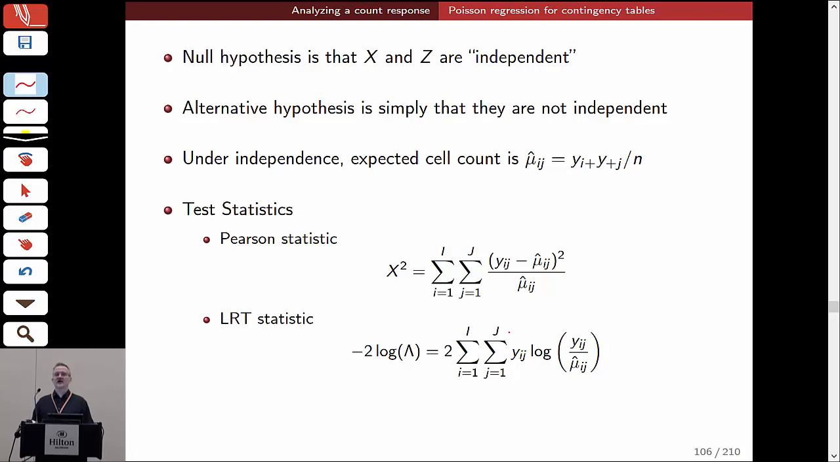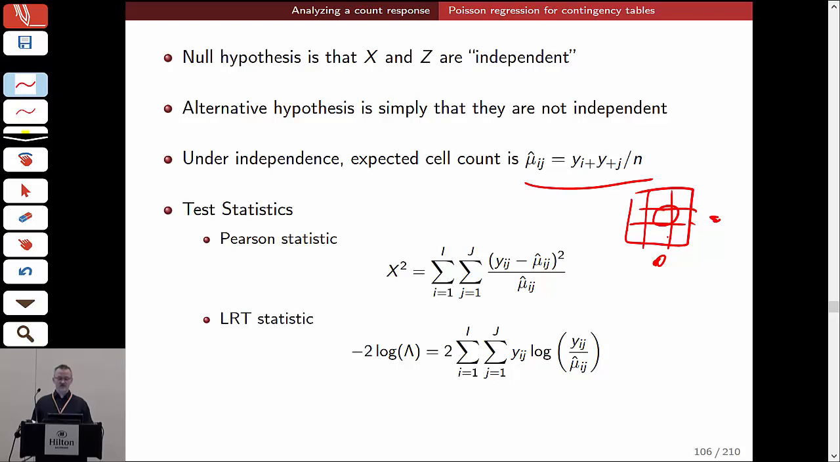We're not expressing any way in which they might be dependent. We're just saying they're not independent. So under independence, we can calculate the expected cell count. If in fact they are independent, then you expect the cell count in any cell to be approximately equal to the product of the two marginal counts from that respective row and column divided by n, the total sample size.